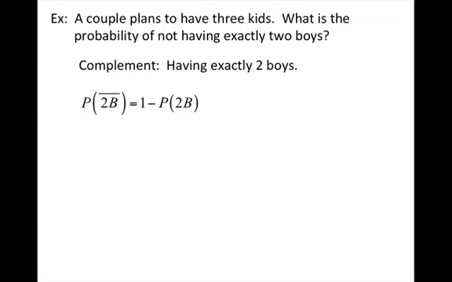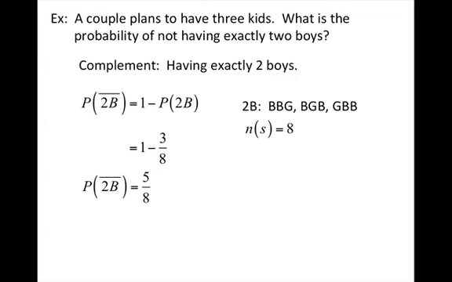It's easier to list the ways to have 2 boys. Remember, I could have boy, boy, girl, boy, girl, boy, or girl, boy, boy. So there were 3 ways that this happened. If you remember, the number of elements in my sample space for having 3 kids was 8. We got that because for each child there were 2 outcomes, and 2 times 2 times 2 gave me 8. So the probability of having 2 boys was 3 out of 8. If I subtract that from 1, then I get that the probability of not having 2 boys is 5/8.